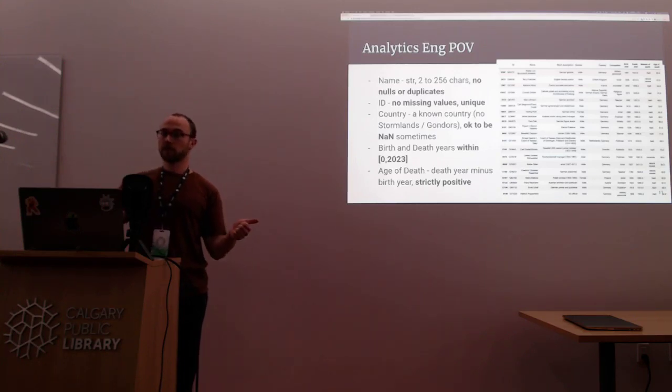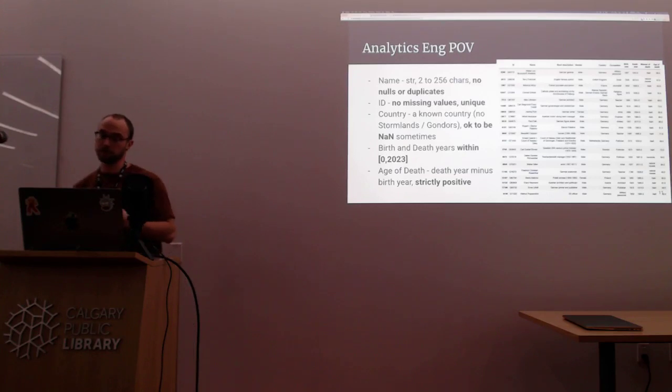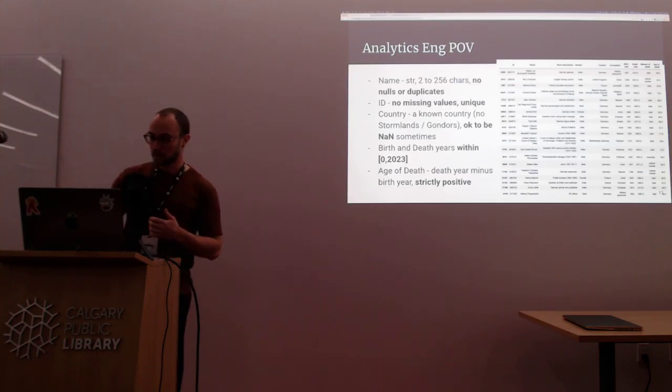We want to make sure that the birth and death years also make sense within reasonable bounds, and that the age at death is calculated as a difference between the two, maybe with some sort of uncertainty, but we also don't want it to be strictly positive.